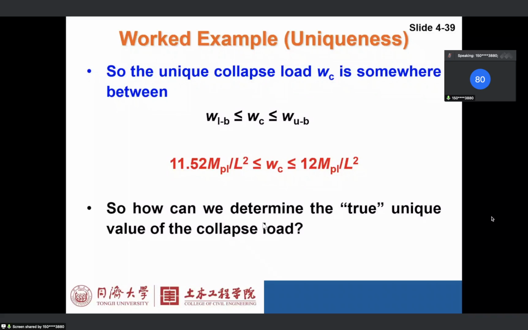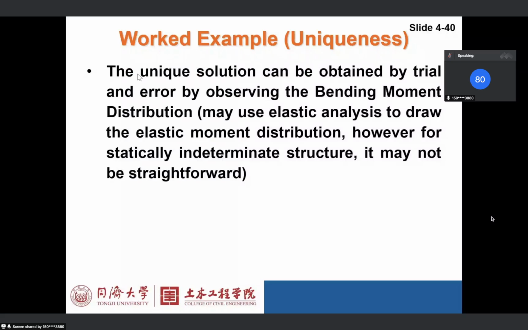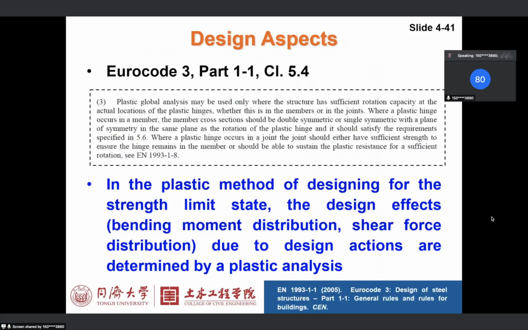So the question is, how can you determine the true unique value of the collapse load? I leave this to you after class. If you're happy to repeat everything again, you could do that. So, in conclusion, the unique solution can be obtained by trial and error. You can try by observing the bending moment distribution. It may not be straightforward, but with every repeated calculation, you will be closer to the real answer.